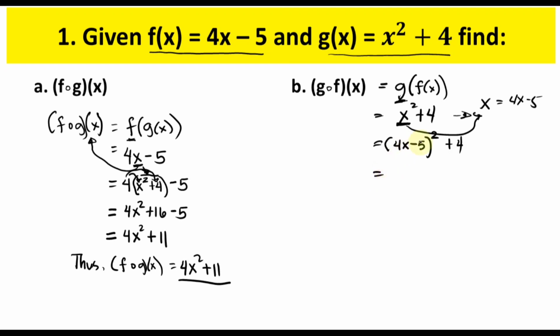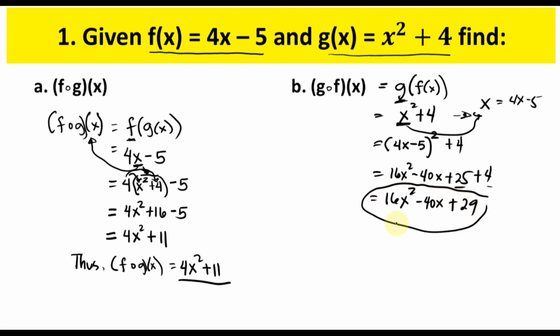Then simplify, 4x minus 5 raised to 2, that is equivalent to 16x squared minus 40x plus 25 plus 4. Then equals, combine like terms, so that is 16x squared minus 40x plus 25 plus 4, that is positive 29. So ito na yung sagot natin.